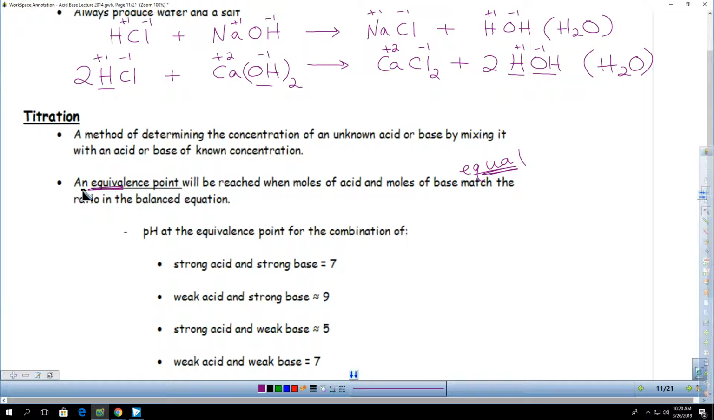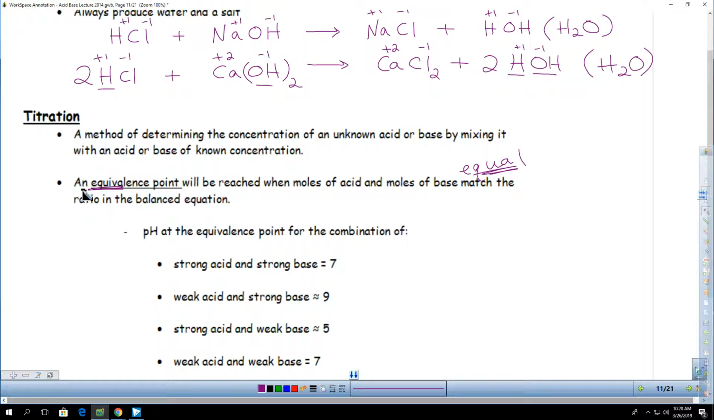We stop mixing them. So if I had hydrochloric acid and sodium hydroxide, I would mix them together until I have a 1-to-1 ratio of moles. If I have hydrochloric acid and calcium hydroxide, I'm going to mix them together until I have a 2-to-1 ratio of moles. And then I stop.